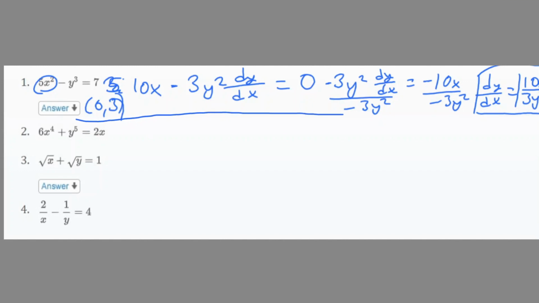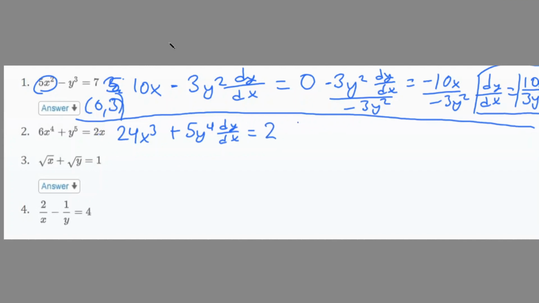So now number 2. Number 2 is 6x to the 4th power plus y to the 5th equals 2x. So if we do the same thing, we'll have 24x to the 3rd power plus 5y to the 4th power dy dx. And then on the right side, now we actually have a non-constant, so it would be 2, because the x cancels out.